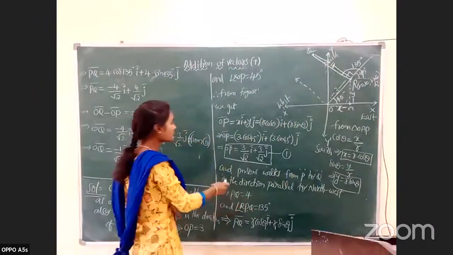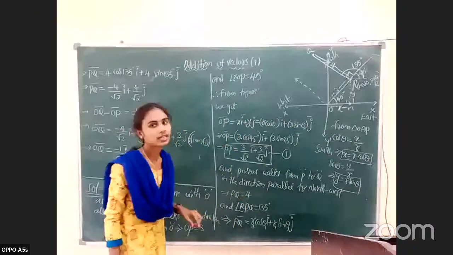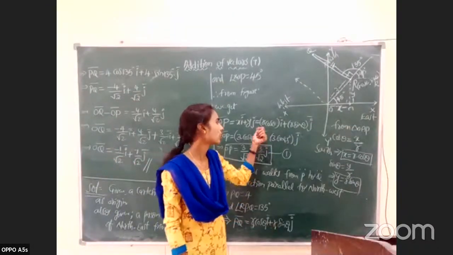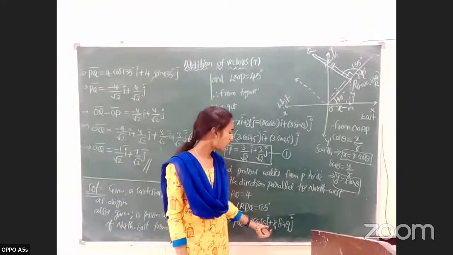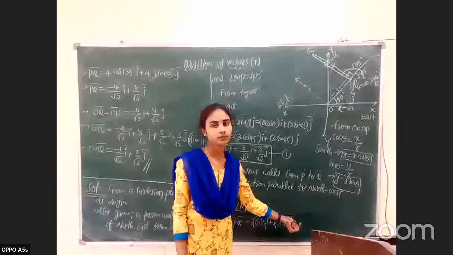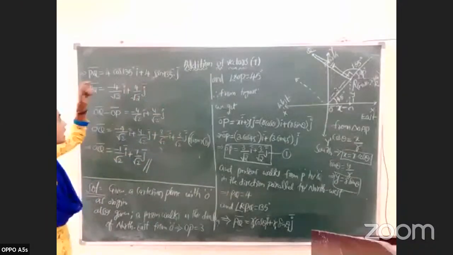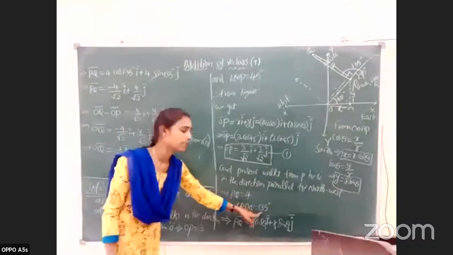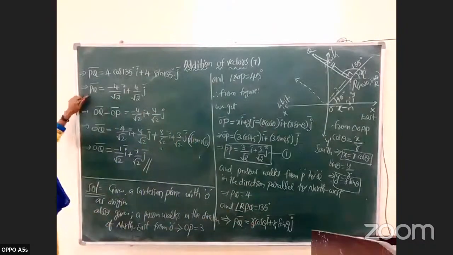So PQ is also r cos theta i plus r sin theta j only. But here we indicate it with r1 and theta1 because r and theta are already used. So it is r1 cos theta1 i plus r1 sin theta1 j. The value of r1 is the magnitude of the vector PQ, which is 4, and the angle made by it is 135. By substituting those two values, we get the vector PQ.